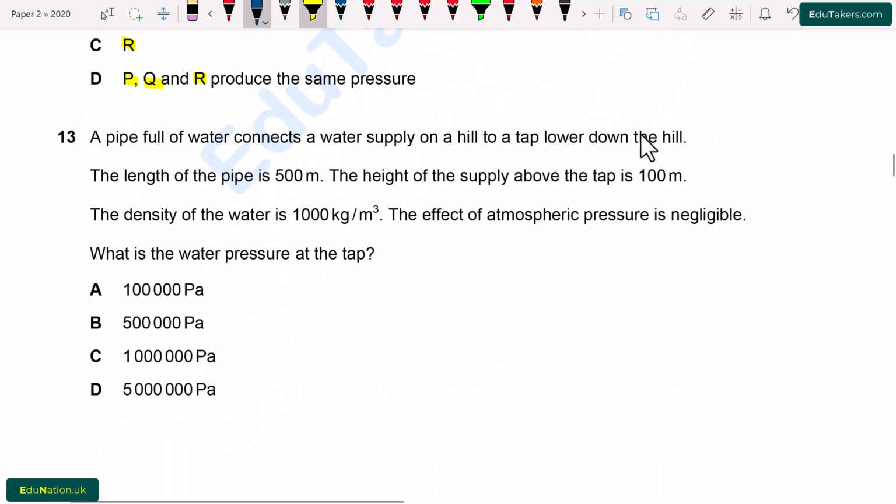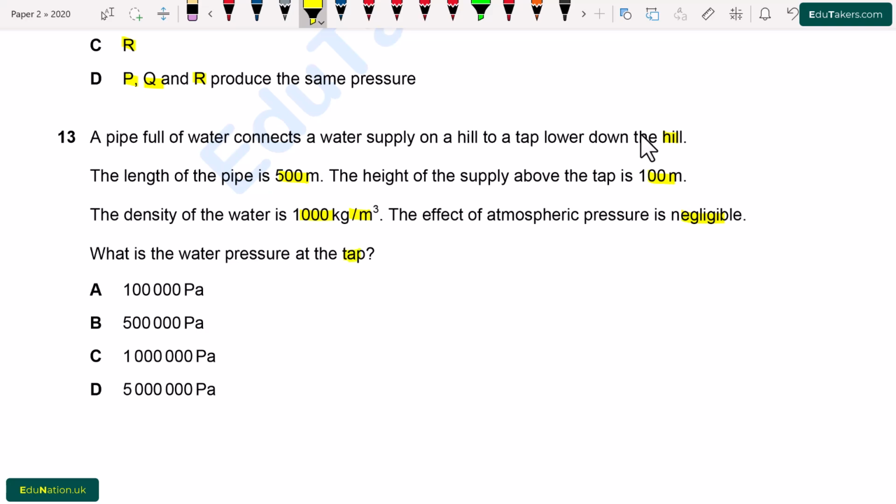Question number 13. A pipe full of water connects a water supply on a hill to the tap lower down the hill. The length of the pipe is 500 meter. The height of the supply above the tap is 100 meter. The density of water is 1000 kg per meter cube. The effect of atmospheric pressure is negligible. What is the water pressure at the tap?